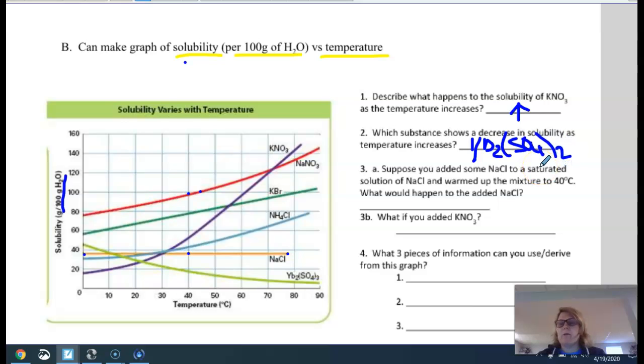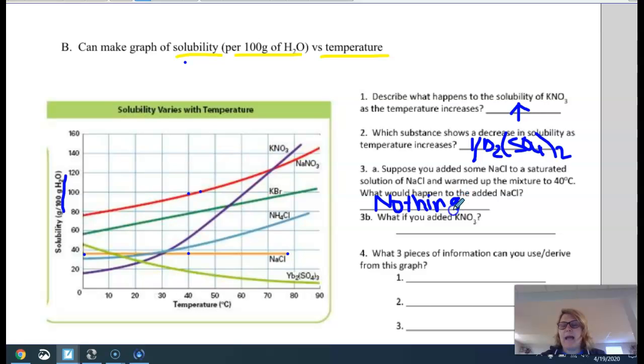Suppose you add some sodium chloride to a saturated solution of sodium chloride. So saturated means that it can't technically hold any more solute. It can't hold any more salt. And even when it's warmed up to a mixture of 40 degrees. So I'm starting here at 0 degrees, and as I move to 40 degrees, it wants to know, suppose you added some NaCl to a saturated solution of NaCl and warmed up the mixture to 40 degrees. What would happen to the NaCl? Nothing. It would still be formed. It actually would still have salt crystals in the bottom of the beaker, even while you're heating it, because there's too much salt in the solution.